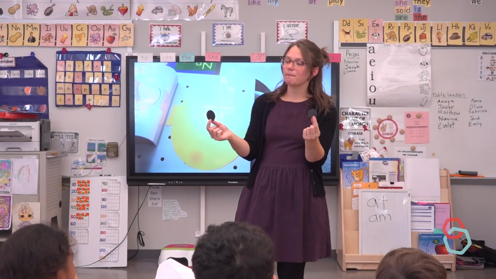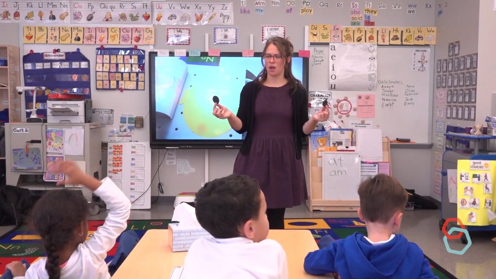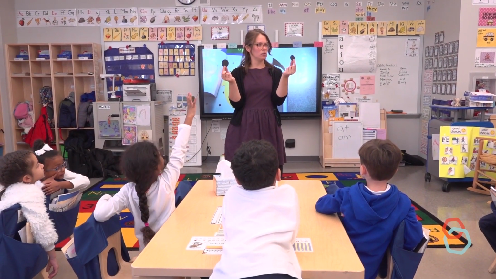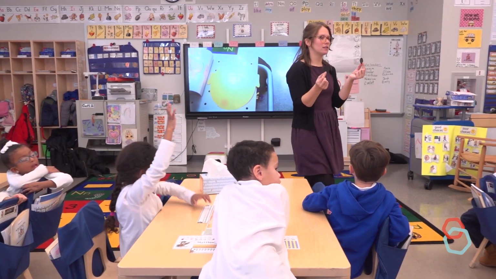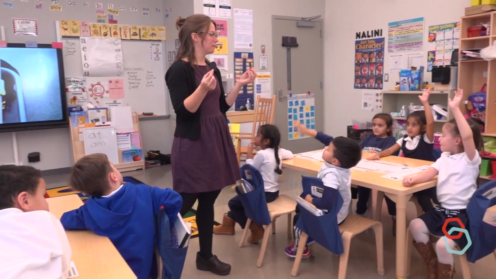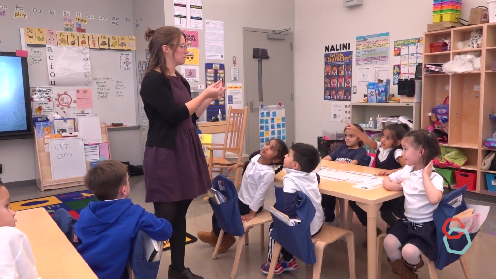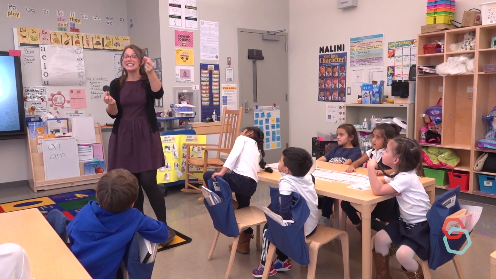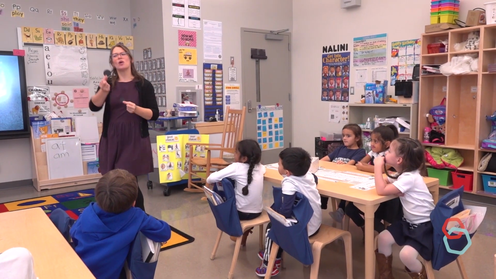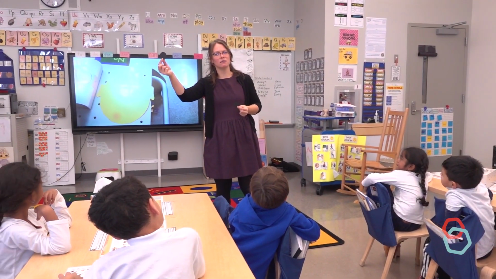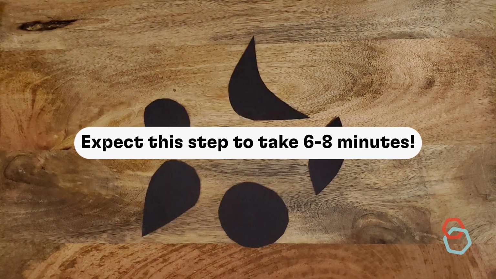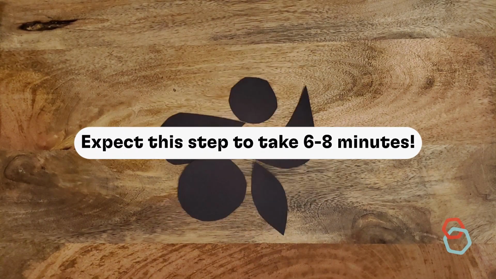I have a question. What's different about these 2 circles? Yeah. That one is smaller and that one is bigger. This circle is smaller. So this circle must be bigger. Yeah, it's bigger. Expect this step to take 6 to 8 minutes.